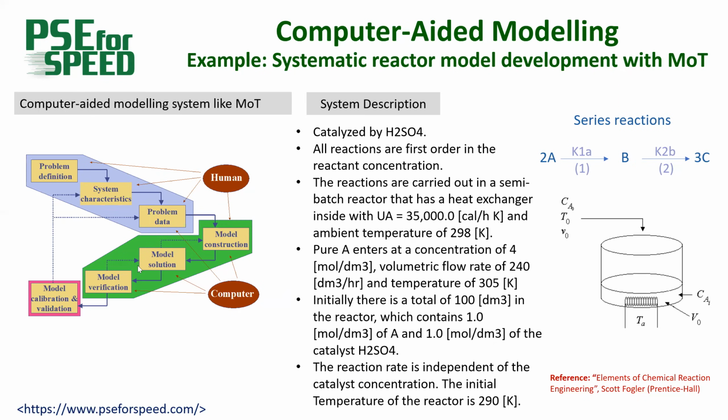All the information of this model is taken from the book Elements of Chemical Reaction Engineering by Scott Fogler, published by Prentice Hall. In the version of the book from which we have taken the model equations, it is example 9.8. In other versions it can be different, but in one edition of the book, 9.8 is the example. All the equations are given, and let's look at the equations.